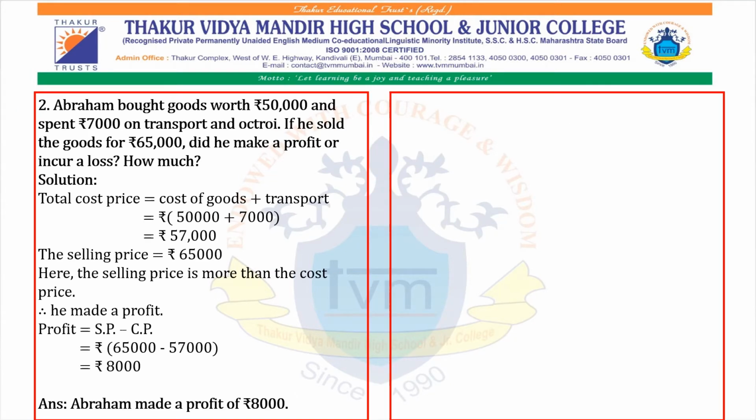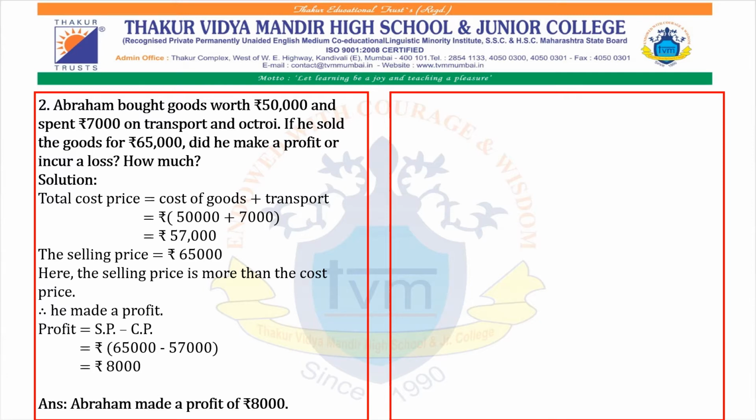Question 2. Abraham bought goods worth rupees 50,000 and spent rupees 7,000 on transport and octroi. If he sold the goods for rupees 65,000, did he make a profit or incur a loss? How much? Solution. Total cost price is equal to cost of goods plus transport and octroi. So that is rupees 50,000 plus 7,000 is rupees 57,000. So total cost price is rupees 57,000.